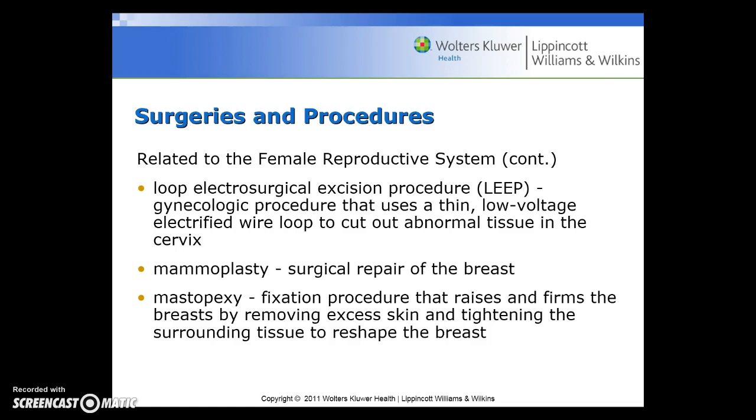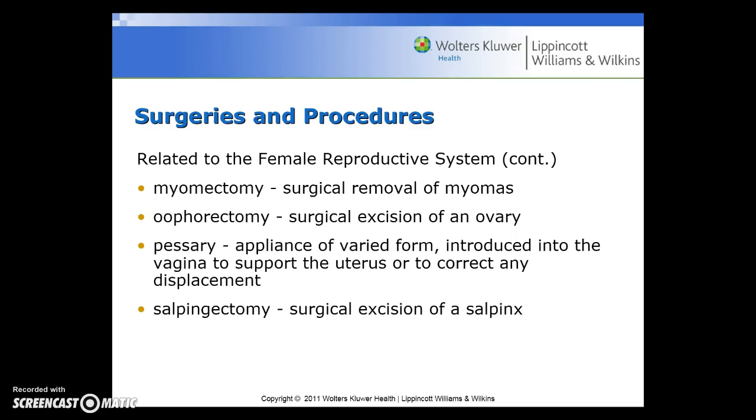Mammoplasty is a surgical repair of the breast. Mastopexy is a fixation procedure that raises and firms the breast by removing excess skin and tightening the surrounding tissue to reshape the breast. Myomectomy is a surgical removal of the myomas. An oophorectomy is a surgical excision of an ovary.